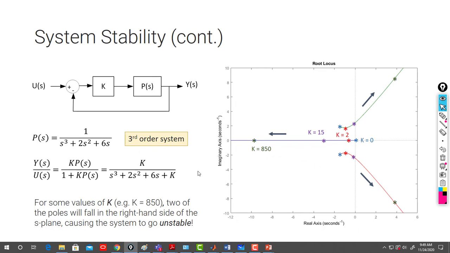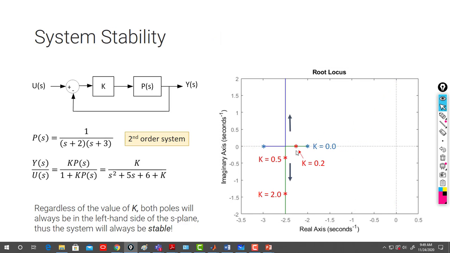Okay. So we'll continue with another example. Here is a third order system. Then I do the same. Closed loop transfer function, k equals 0. Because it's a third order system, I should have 3 branches. It was a second order system, I have 2 branches. You see the arrows like this and like this. I have 2 branches.